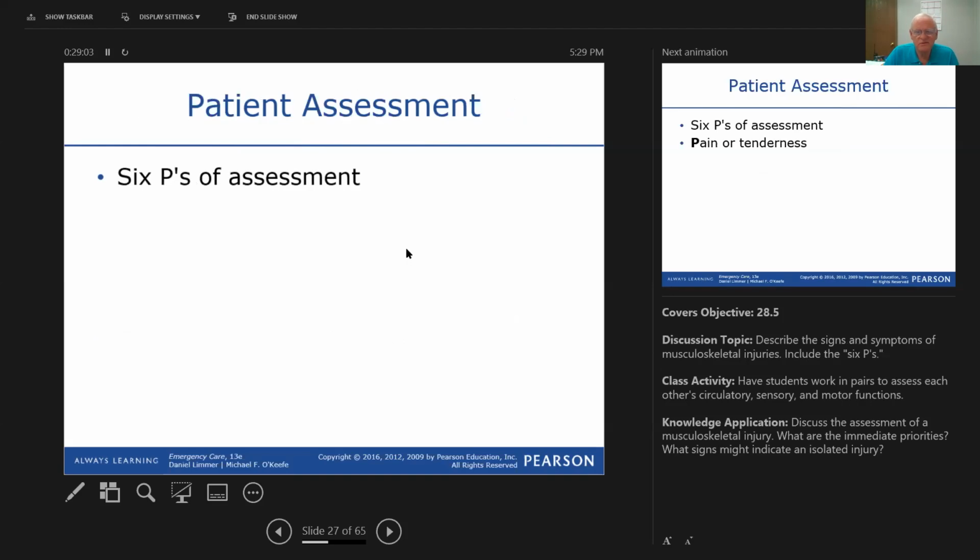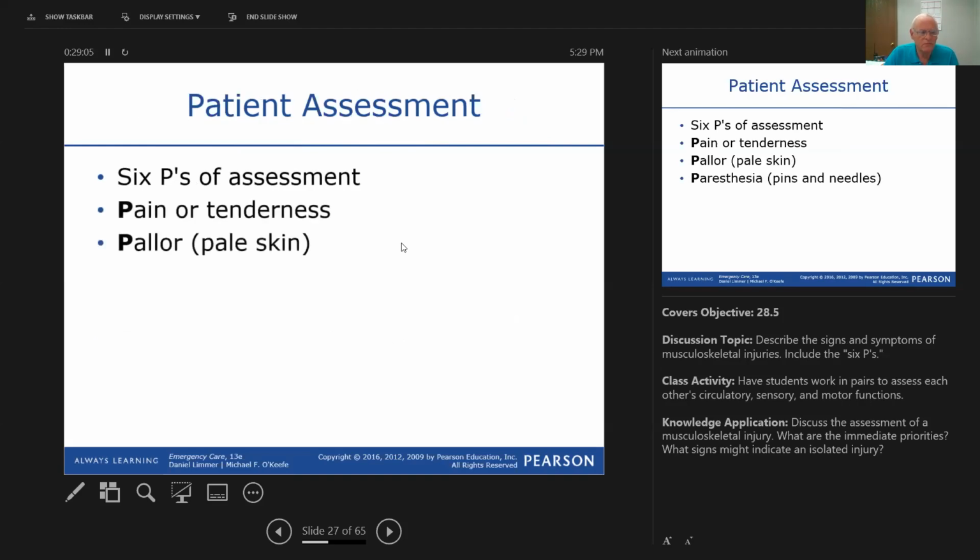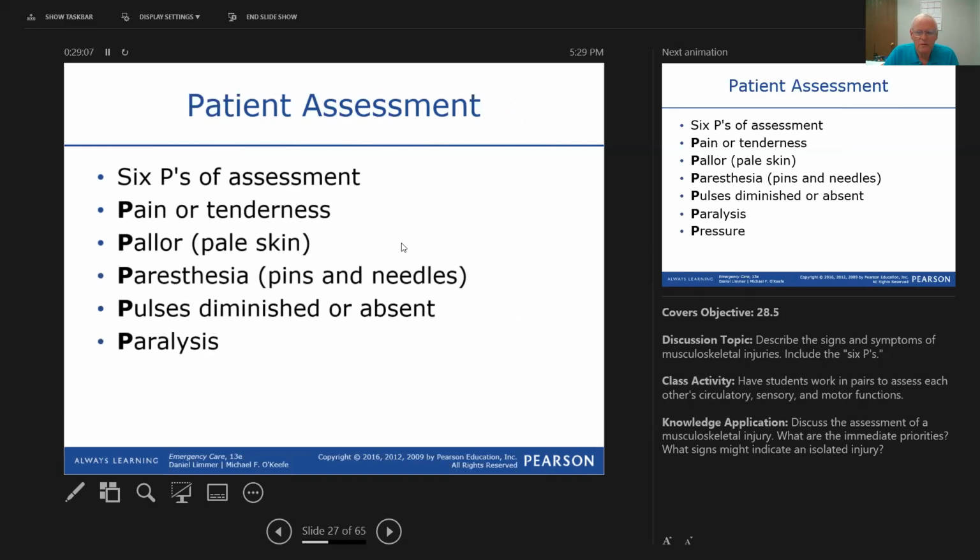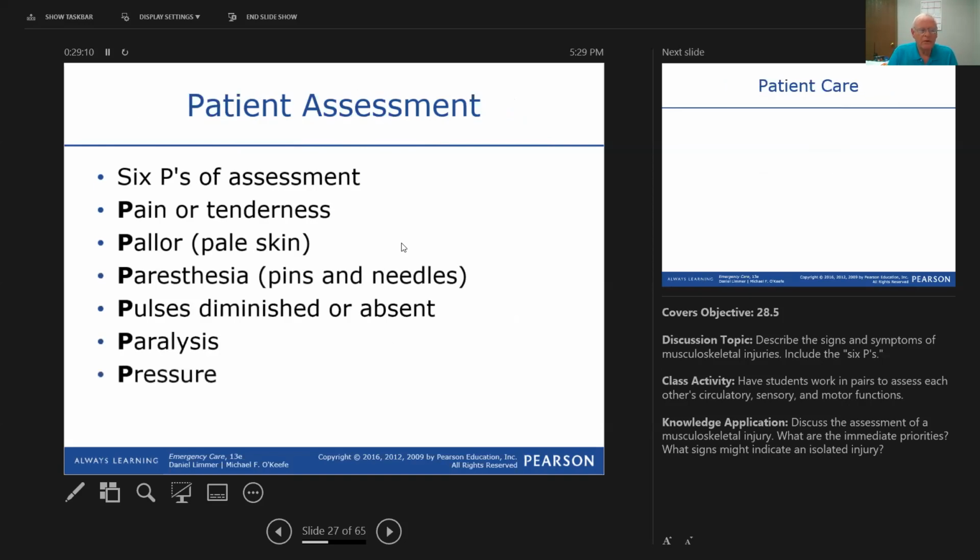6 P's of assessment. I left this slide in here, but talk about some of it. Pain or tenderness, obviously. Pallor is pale skin. So distal to a fracture site, if there's enough swelling that blood supply is being cut off, the skin will be pale because it's not getting enough blood supply. Pins and needles sensation, which means there's pressure on a nerve. We call that paresthesia.